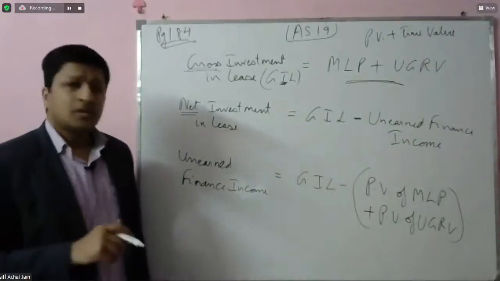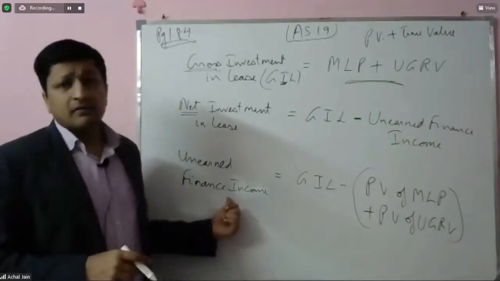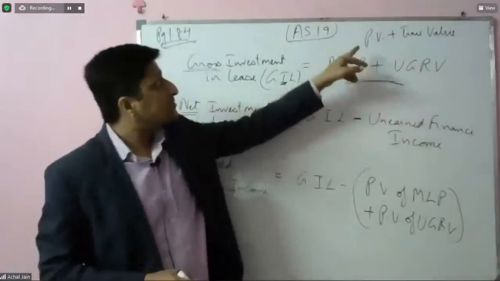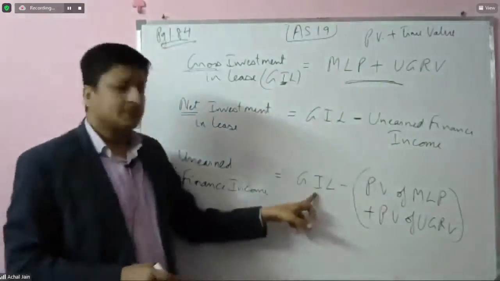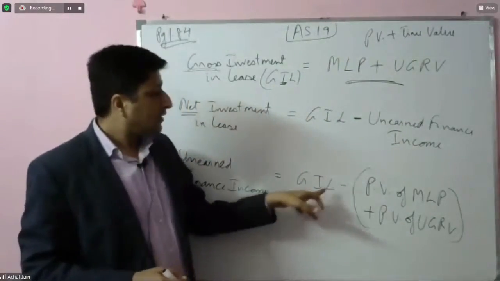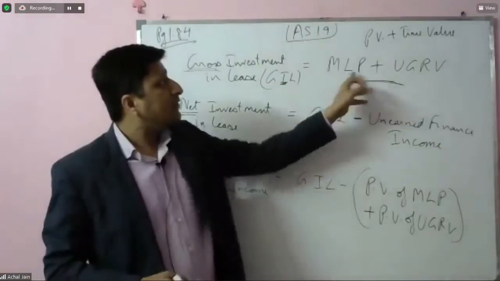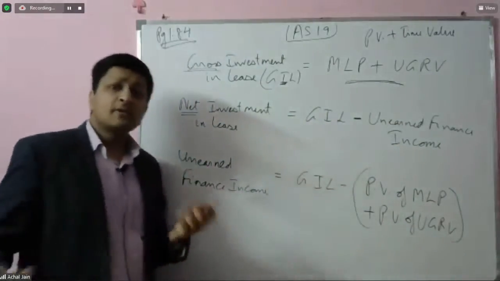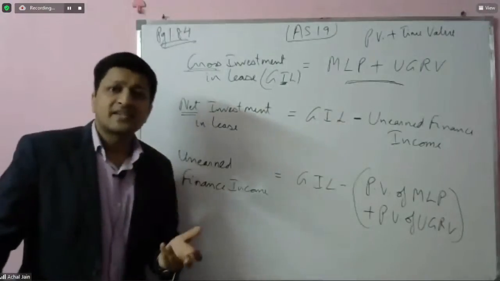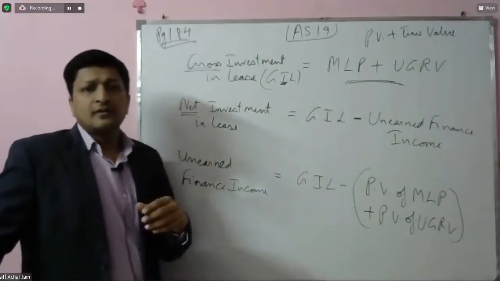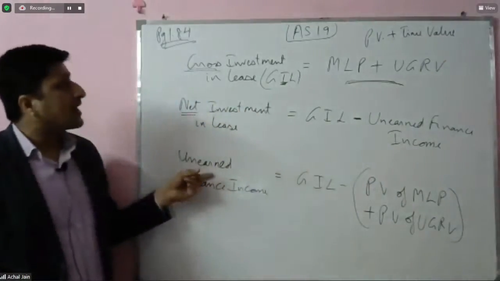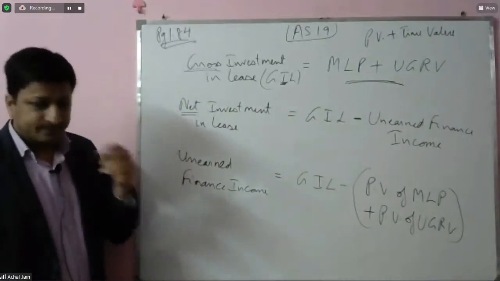Yes or no? So that's why over here, what are we doing? From this total amount, meaning present value plus time value, we are reducing the present value of both of them. So what are we left with? Time value. Or you can also say this is finance income which is not yet earned. And when will you earn this? Over a period of time. So that is something we call unearned finance income.